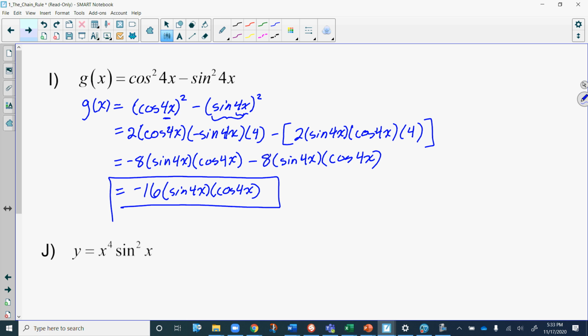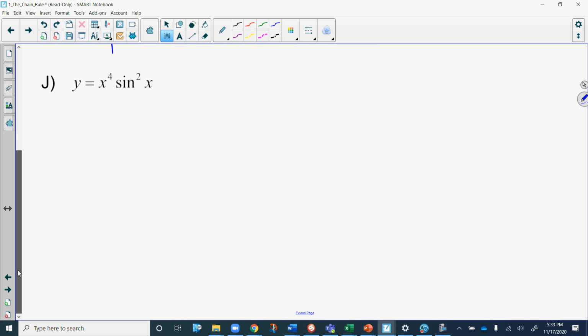The next one is definitely going to incorporate the product rule because we clearly have 2 x terms at some point that are going to get multiplied together. So here, y, I'm going to write it like this: x to the 4th power times sine of x quantity squared.